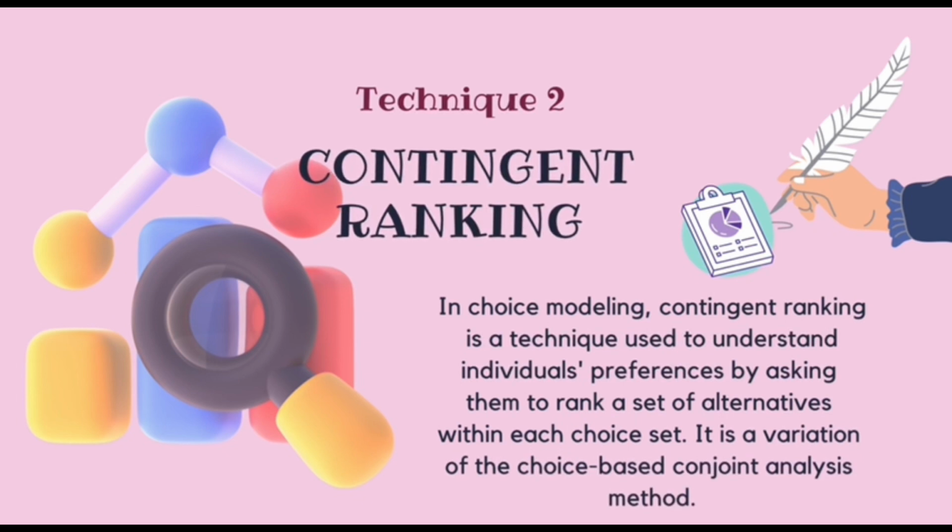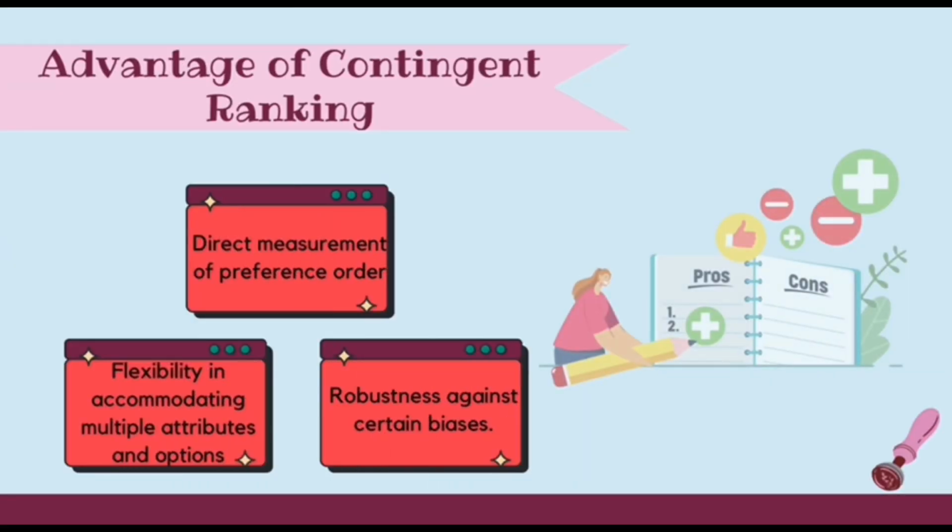Contingent ranking. In choice modeling, contingent ranking is a technique used to understand individual preferences by asking them to rank a set of alternatives within each choice set. It is a variation of the choice-based conjoint analysis method. There are 3 advantages of contingent ranking. First, direct measurement of preference order. Second, flexibility in accommodating multiple attributes and options. And the last one is robustness against certain biases.